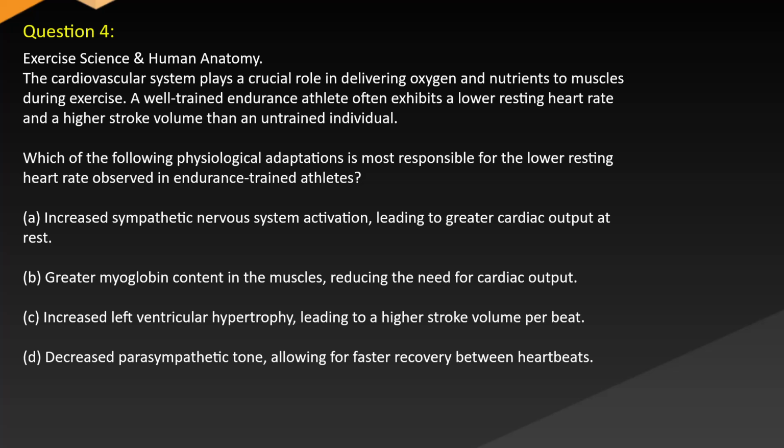A. Increased sympathetic nervous system activation, leading to greater cardiac output at rest. B. Greater myoglobin content in the muscles, reducing the need for cardiac output. C. Increased left ventricular hypertrophy, leading to a higher stroke volume per beat. D. Decreased parasympathetic tone, allowing for faster recovery between heartbeats.